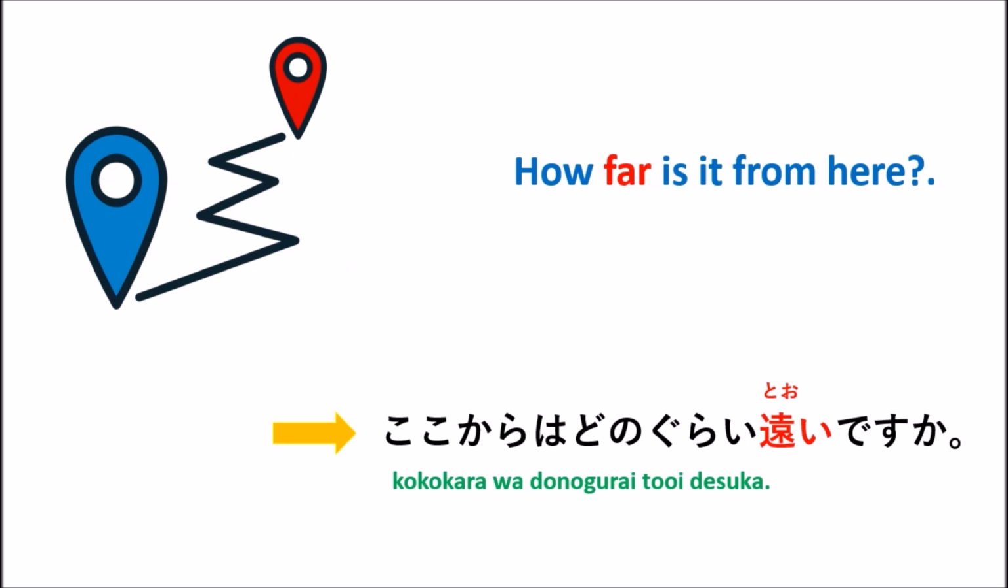ここからはどのくらい遠いですか? 遠い means far. So when you say どのぐらい遠いですか, it means how far. And ここから means from here. So in this case you can say how far is it from here? Please remember you can say ここからはどのぐらい遠いですか? It means how far is it from here?